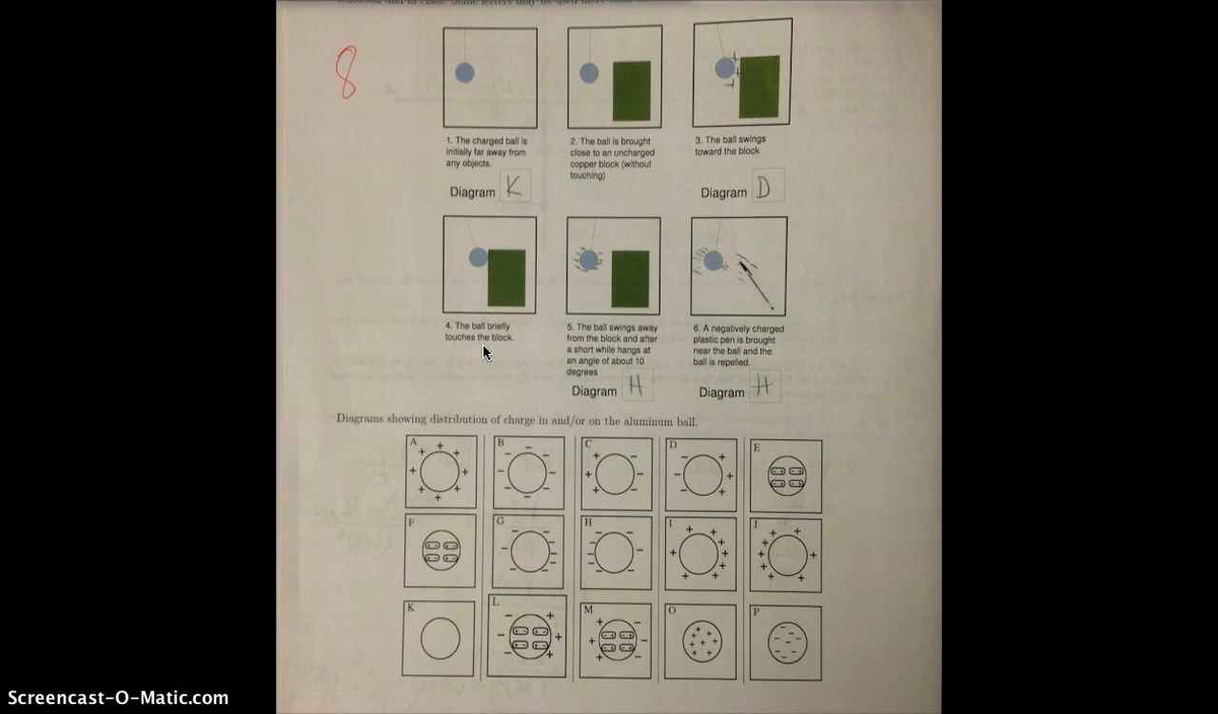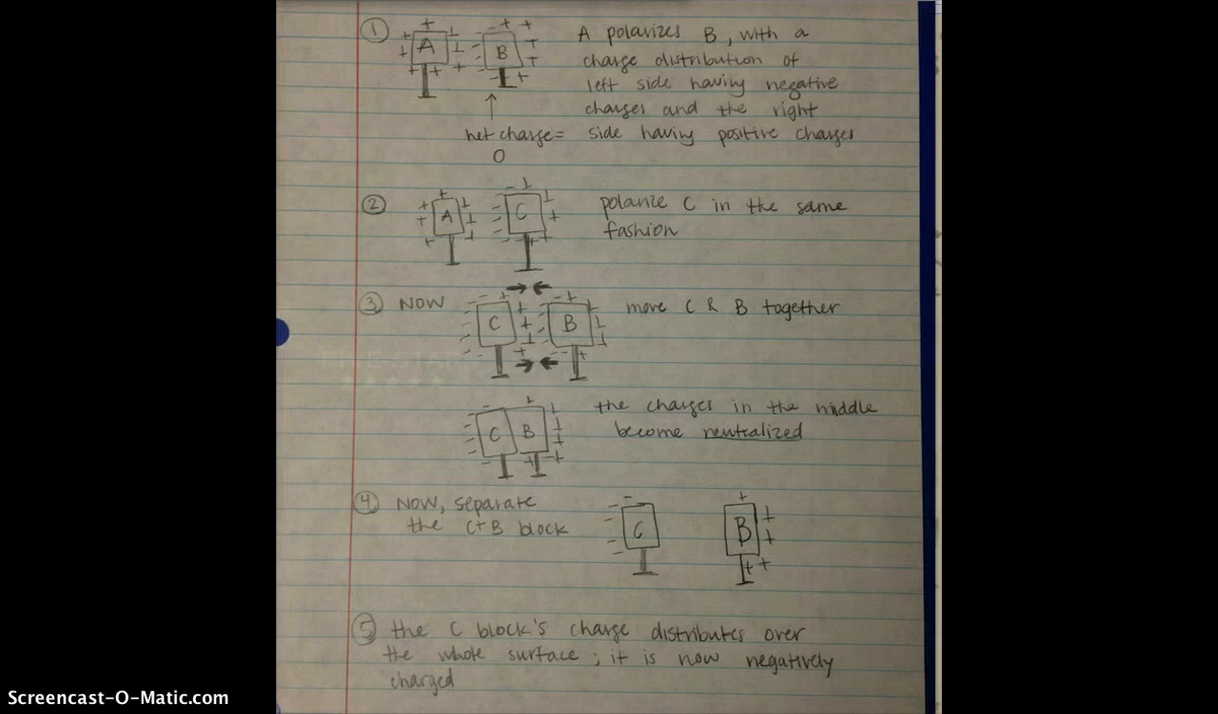Part five, when the ball is moving away, and part six, when it is attracted to something else negative. Both are correct in the answer being H, which shows a larger distribution of negative charges on the left side of the object, which is away from the neutral block, which is away from the negatively charged pen. And this makes sense because the block, which was once neutral, is now also negatively charged. Same with the pen, so the letter for these two should be the same, which makes sense.